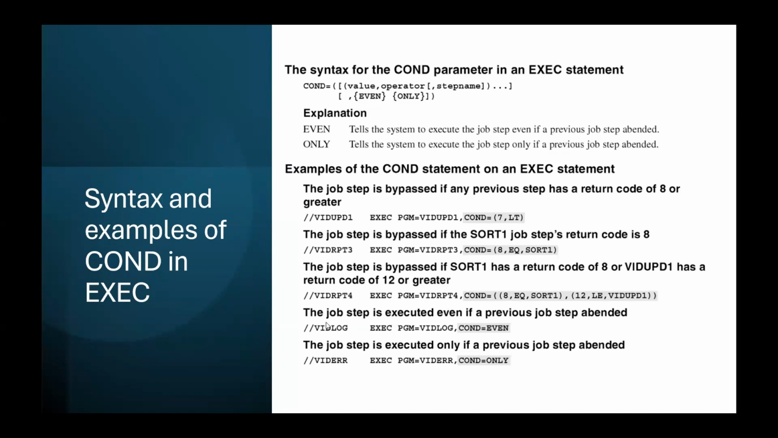So whatever job step you have before this job step, it will check if that particular job step is abandoned or not. If it is abandoned, then we can still execute this job step. And after that, we have the ONLY statement. ONLY is very simple. If your previous job step is abandoned, only then execute this job step. So that is the significance of ONLY and EVEN. I hope how you can use EVEN and ONLY is clear now.